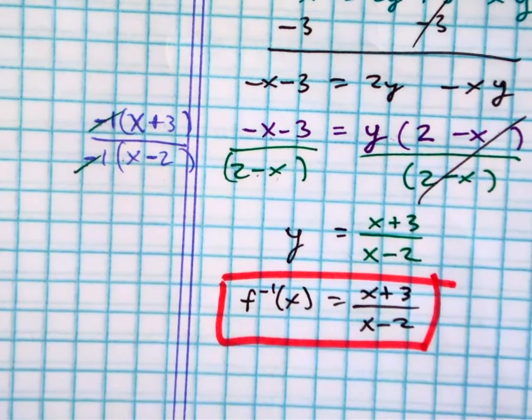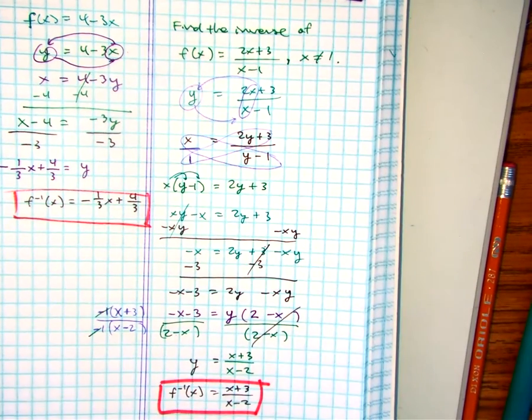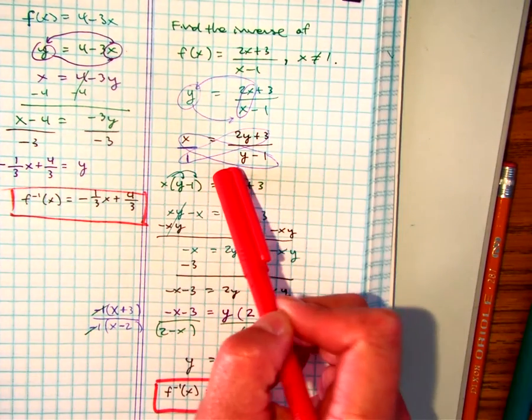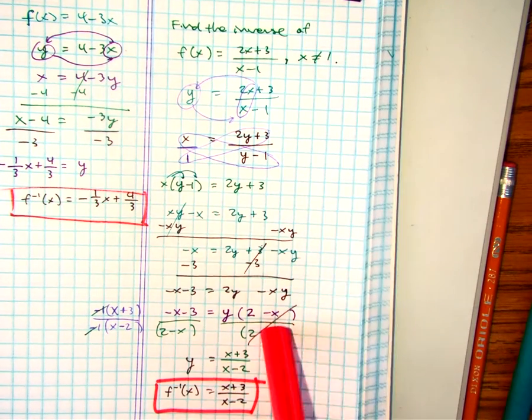So this problem, taking the inverse of a rational function, definitely had more algebraic steps than the previous problem. Cross multiply, distribute, factor, and then simplify.